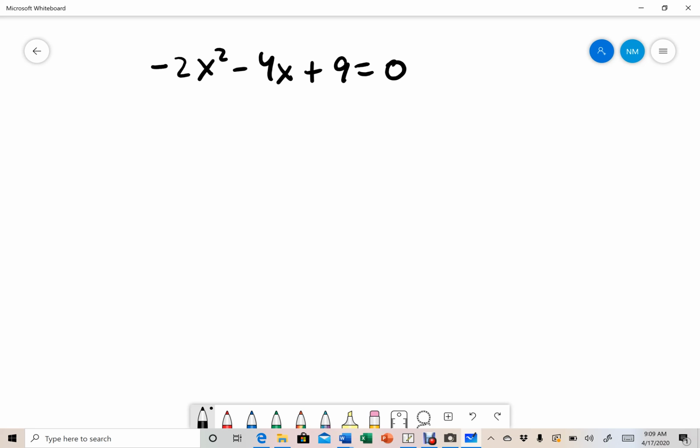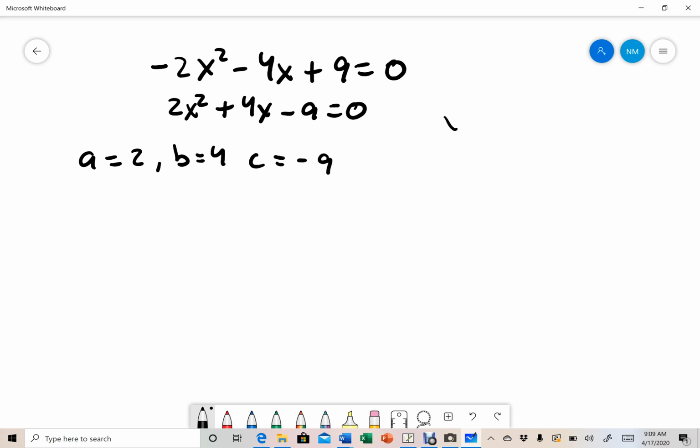But rather than going through the process of dividing all of those, all we have to really do is flip the sign. So my negative 2x squared becomes a positive, my negative 4 becomes a positive, and my positive 9 becomes a negative. Now I've flipped all my signs so that my a is a positive. Then I find my values: a equals 2, b equals 4, and c equals a negative 9. Then I would just put them into my quadratic formula.